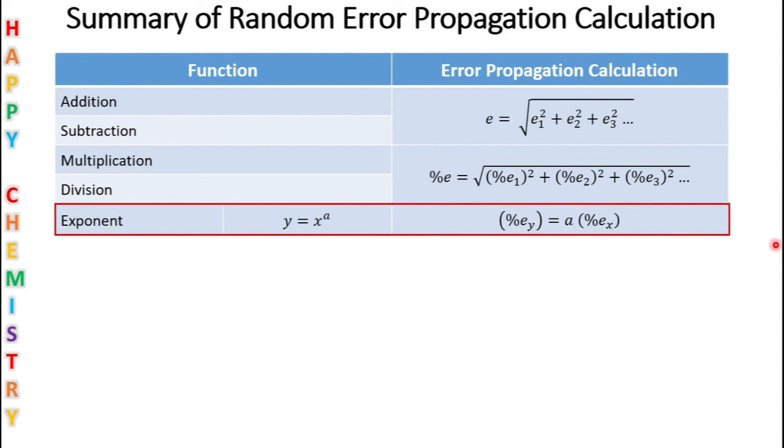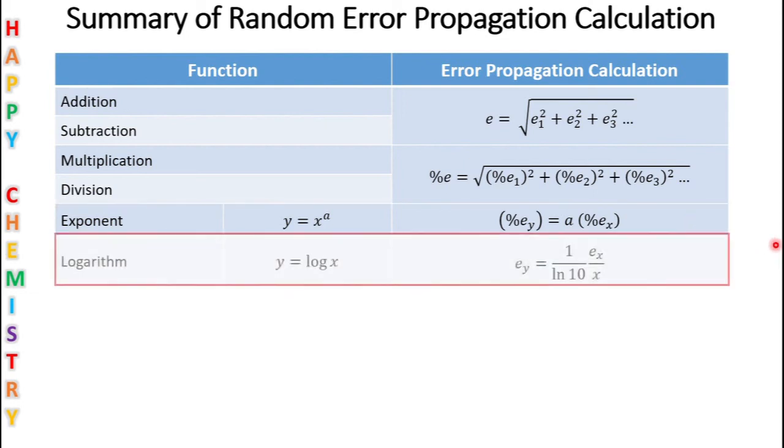Next, error propagation in logarithm. Here, the resultant absolute uncertainty is calculated. This is done by dividing the absolute uncertainty of the argument by the value of the argument and then multiplied by 1 over natural log 10.